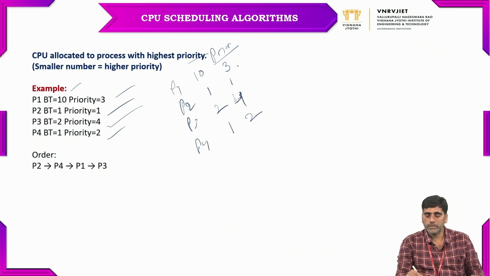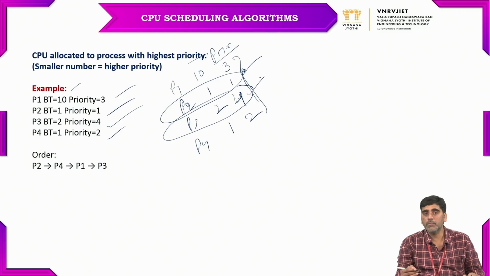Out of all these four priorities, the first priority, the highest priority, belongs to process 2. So the higher priority process P2 has to enter the queue first, and we must schedule it first. The lowest priority is P3, which has priority 4, so P3 has to move into the queue last, after all the processes. The highest priority process is P2 and the lowest priority process is P3.